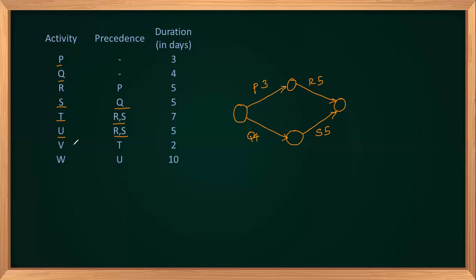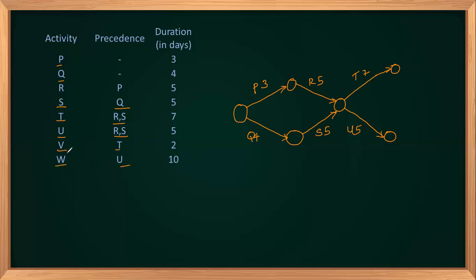Now from this node, R and S are the predecessors of T, and R and S are also the predecessors of U. So there are two activities coming from here, which are T and U. So let it be T with 7 and U with 5. Now V starts from T and W starts from U.